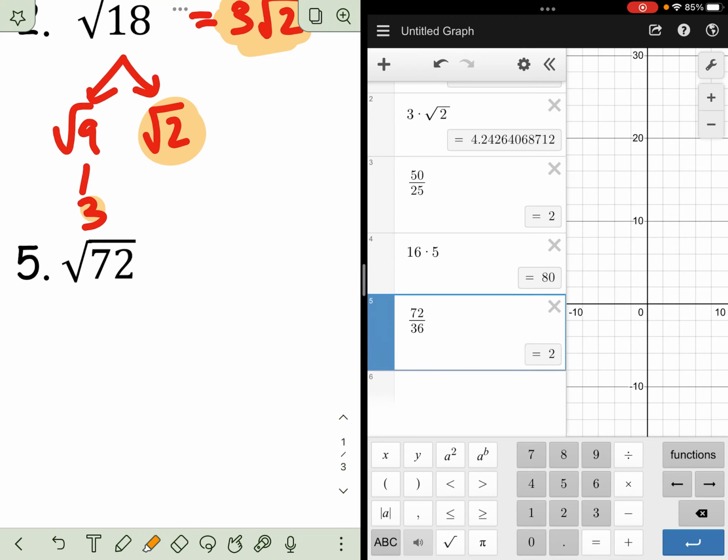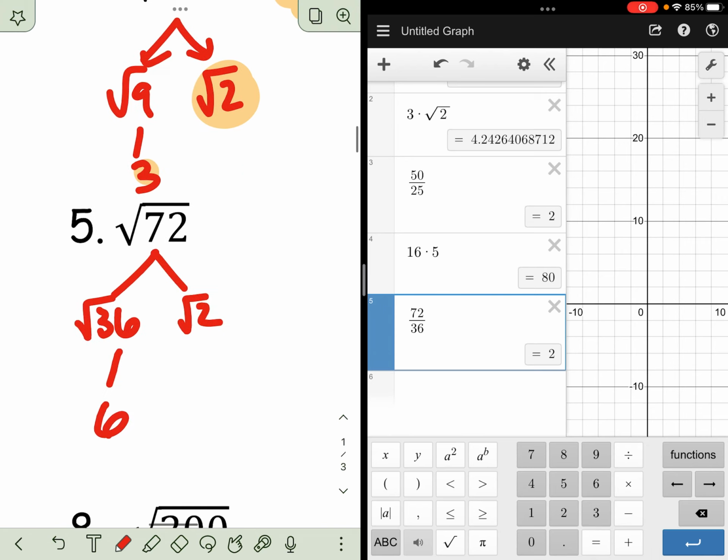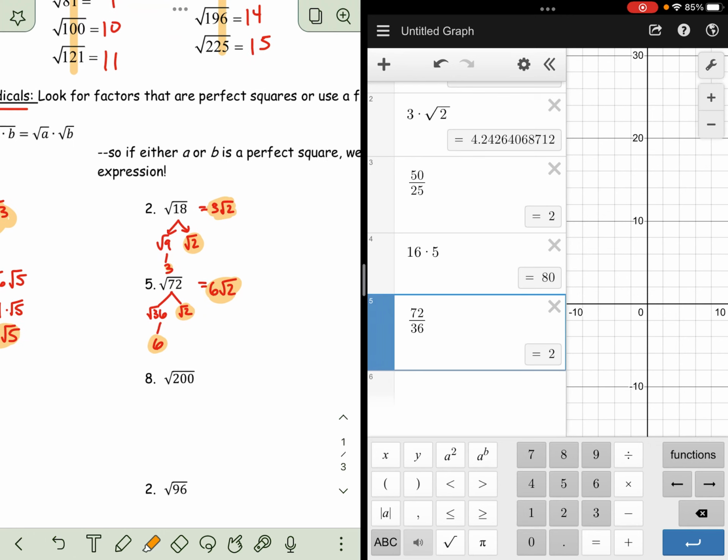How about 36? So radical 36 and radical 2. And radical 36 simplifies to just 6 because it's a perfect square. Radical 2 does not simplify any further, so our simplified version is 6 radical 2. That's how you simplify that radical.